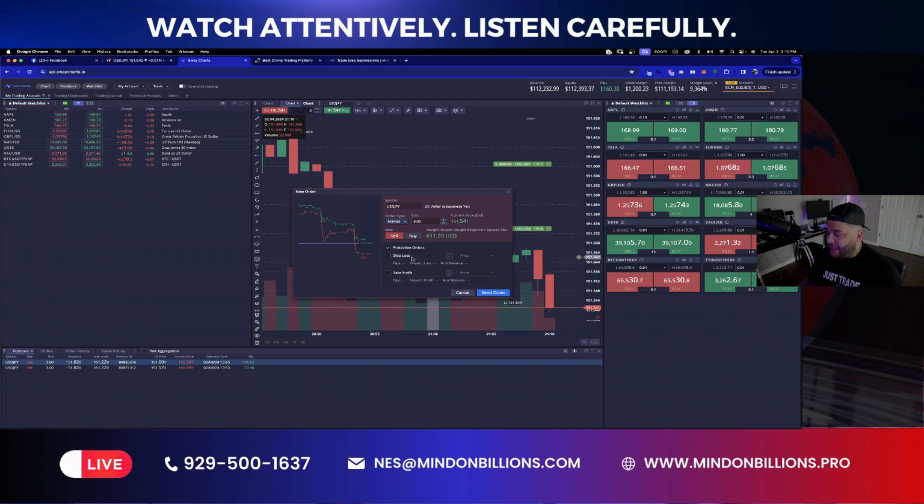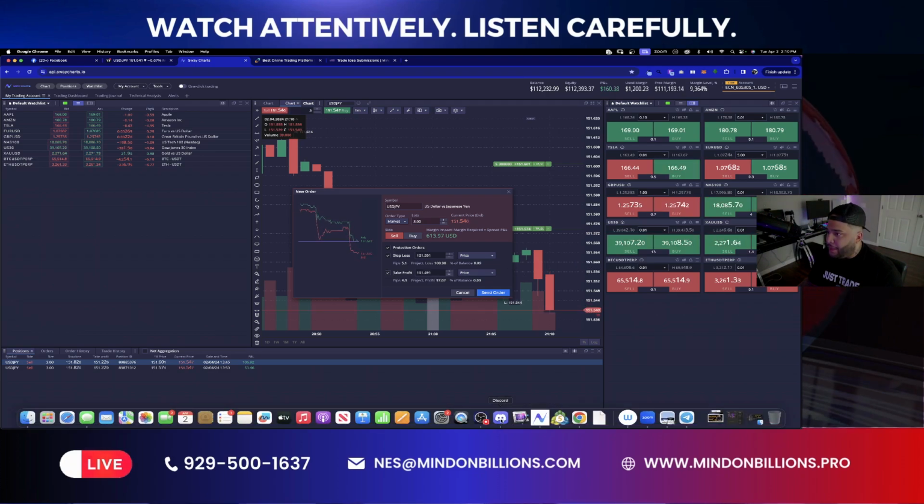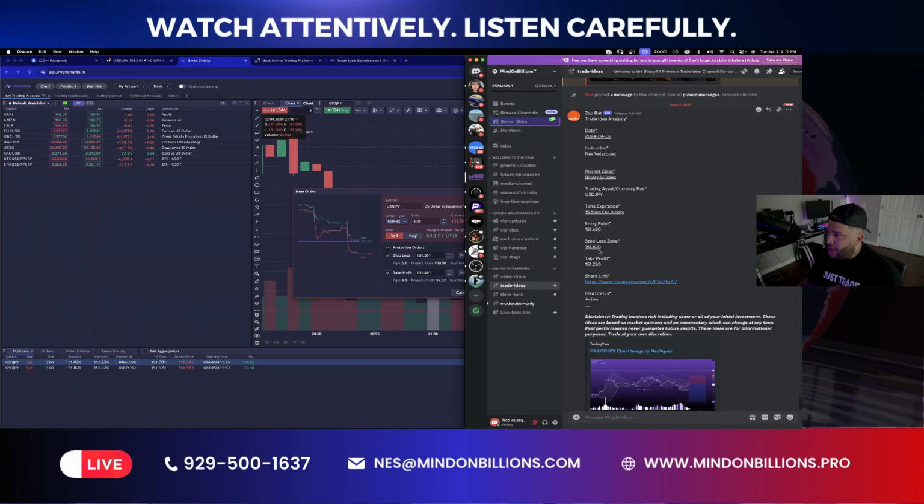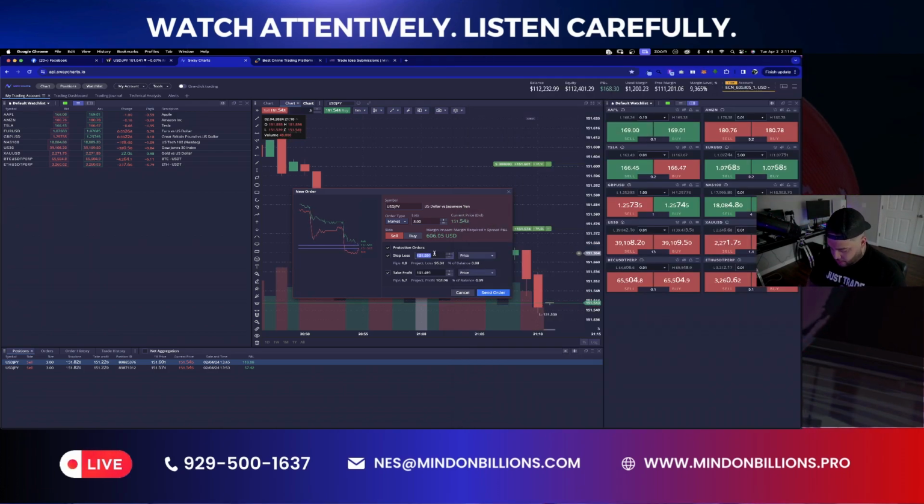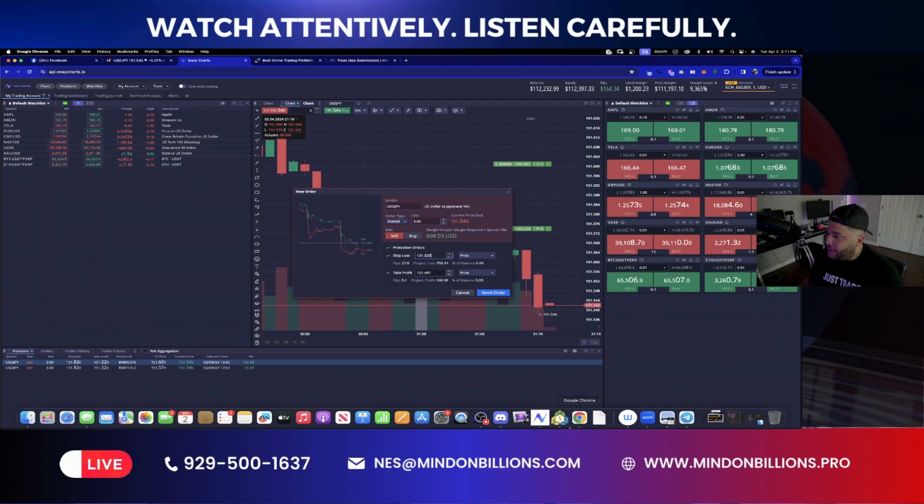Protection orders, it basically opens up the options for stop loss and take profit. Now this is where we do the copy and pasting. So for stop loss, all right, I would literally go in here, okay, copy the stop loss price and paste it right here. Same thing with take profit.